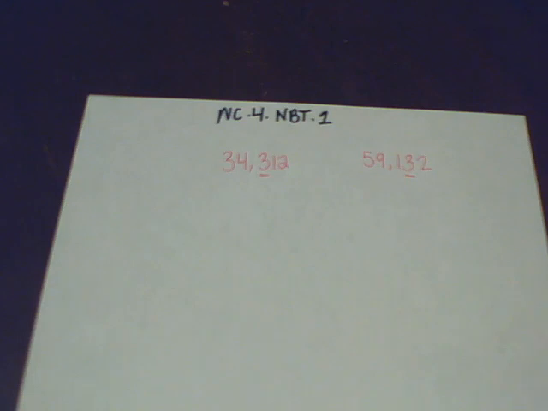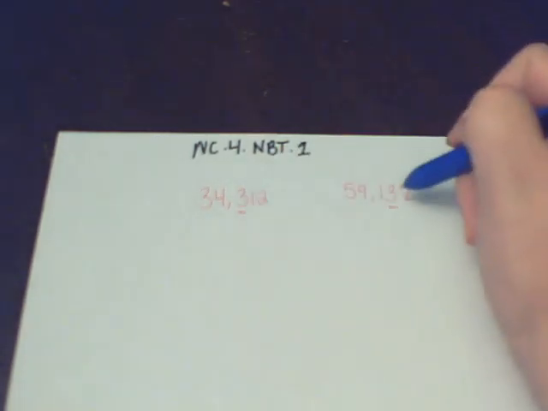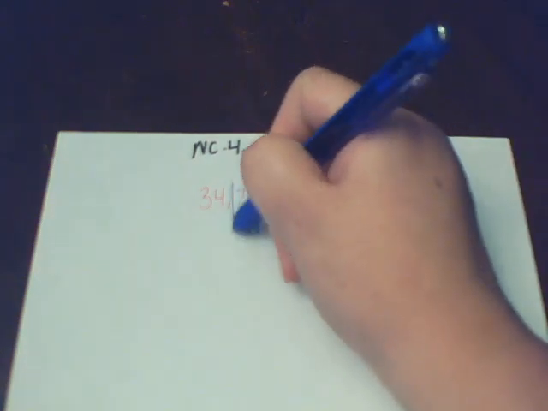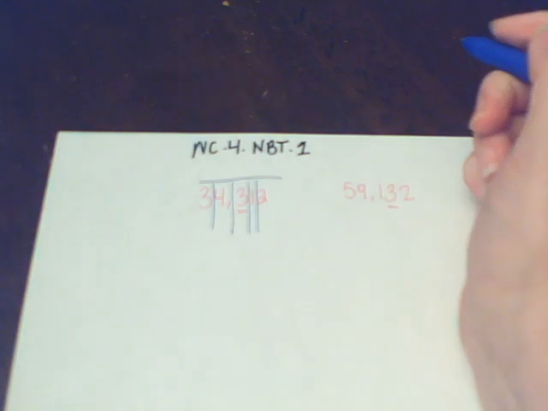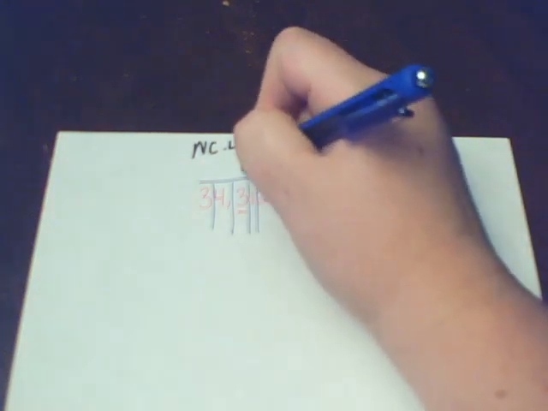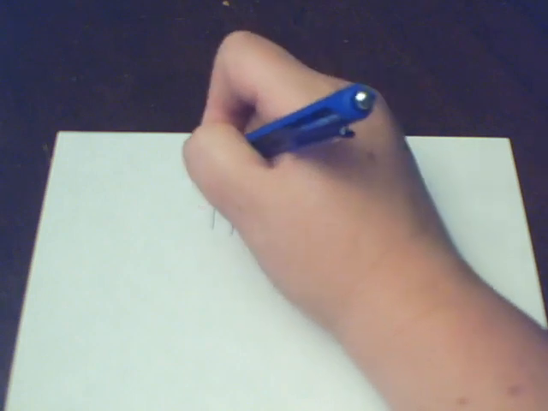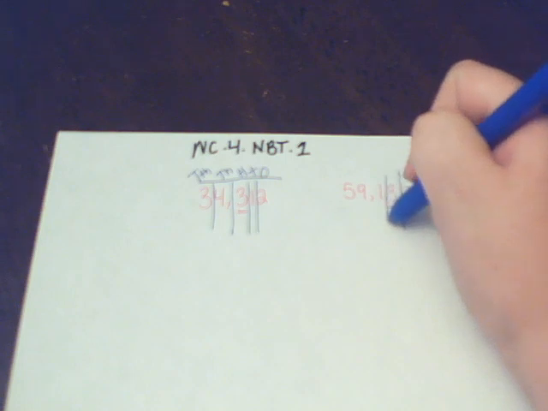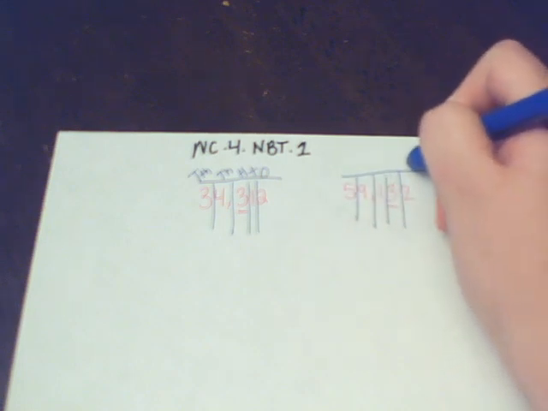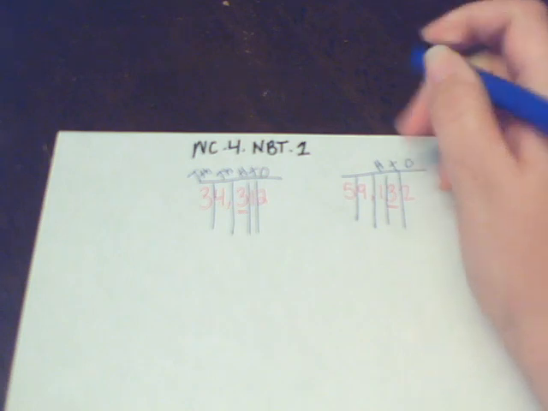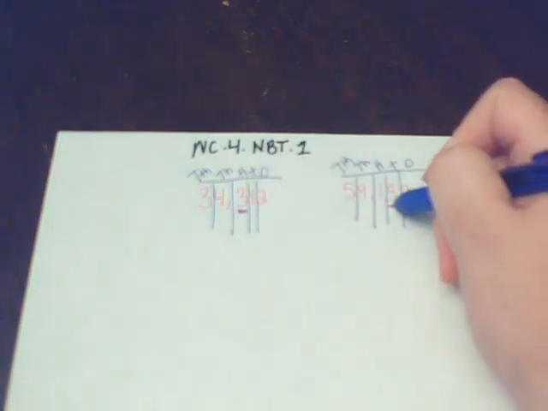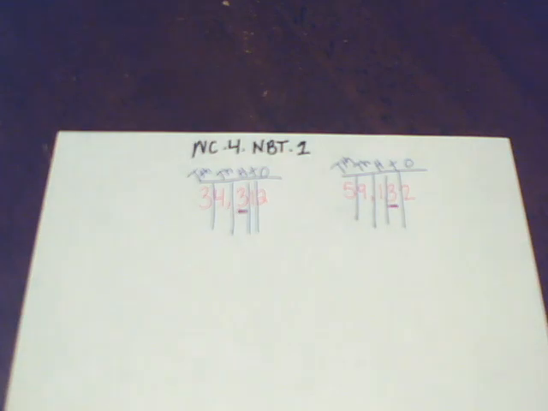Well, the first thing I need to do is figure out what place value each of these threes are in. So what I like to do is draw a place value chart. I know I have my ones, my tens, my hundreds, my thousands, and my 10,000s. So I'm comparing the 3 here in the hundreds place to the 3 here in the tens place.